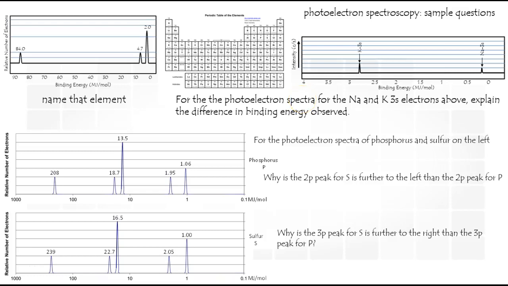Hey, this is Dr. B, and let's take a look at some typical photoelectron spectroscopy problems. This is a topic that is included under the umbrella of advanced placement chemistry, for example, and it's a useful tool to learn. It reveals the Aufbau order.